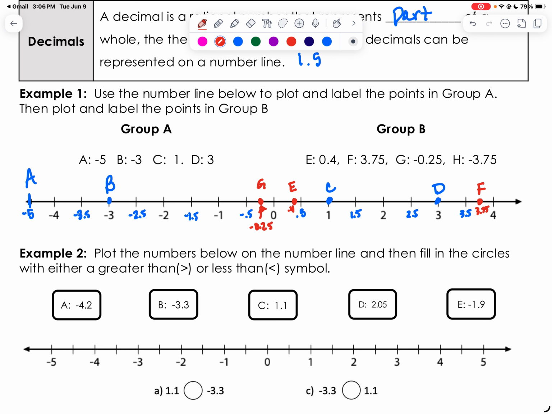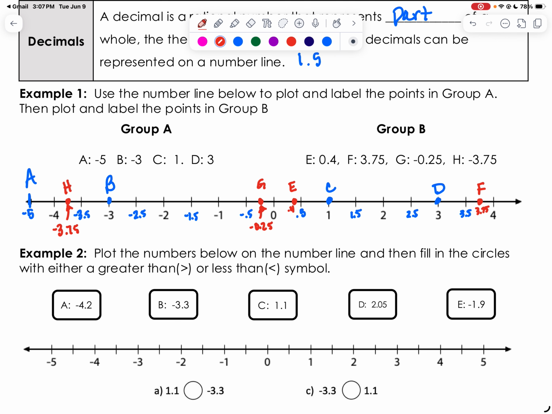All right, and then -3.75. So find the -3.5, and it would be halfway between -3.5 and -4. So that's point H, -3.75. So I'll draw an arrow to that. So now we've plotted the decimals. So notice all the decimals were in between the whole numbers. So sometimes we had to kind of estimate where to place them.